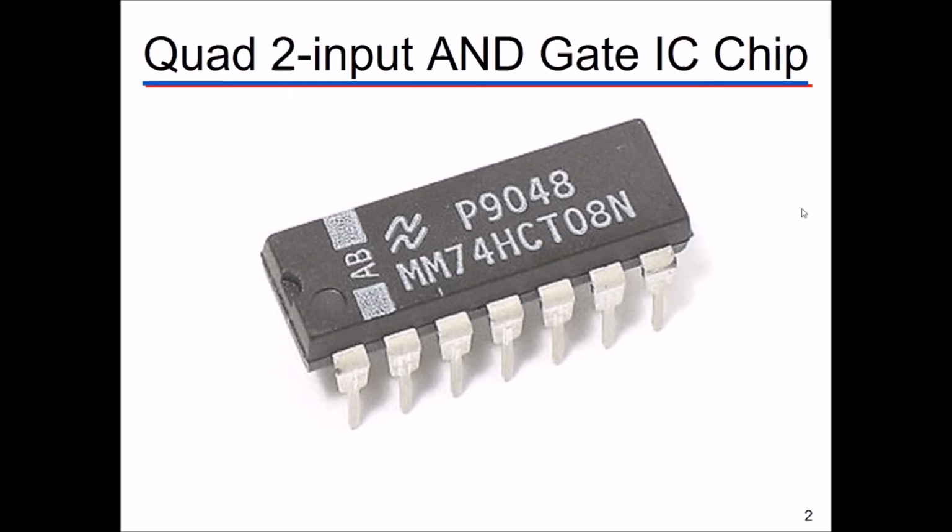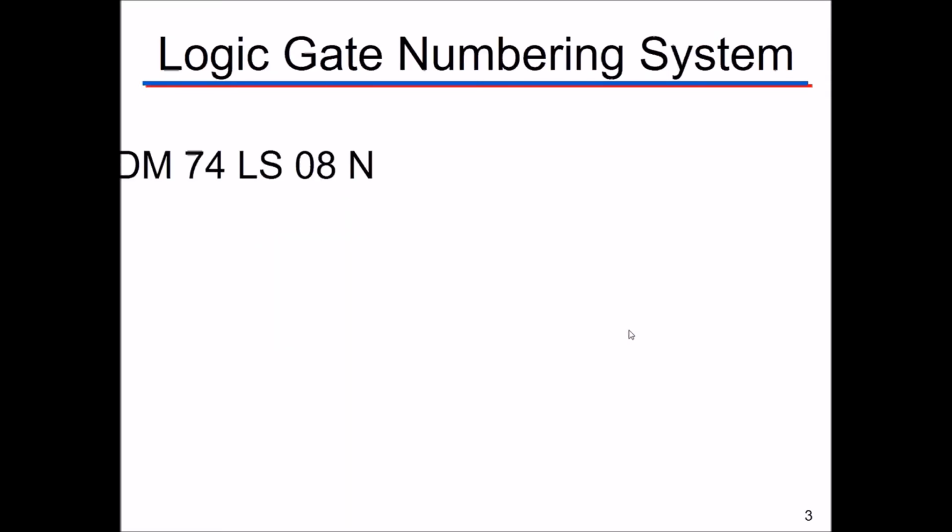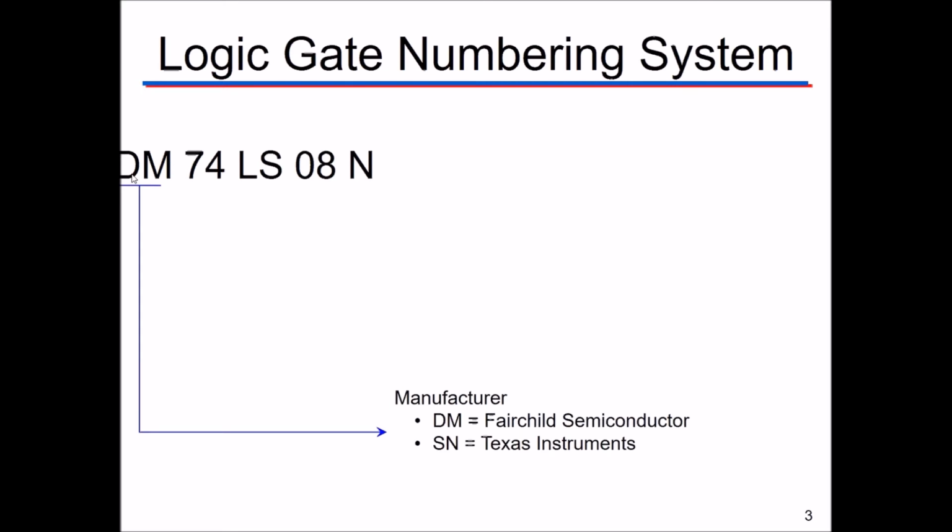Well, these other letters and numbers tell you stuff about the chip as well, and we're going to take a quick look at that. So the first two letters just tell you who made the chip, the manufacturer. In this particular case, DM tells you the chip was made by Fairchild Semiconductor, but we're going to use a bunch of chips in this class, and you'll see some of them will have SN that tells you it's made by Texas Instruments and other manufacturers as well. Certainly you do not have to memorize this.